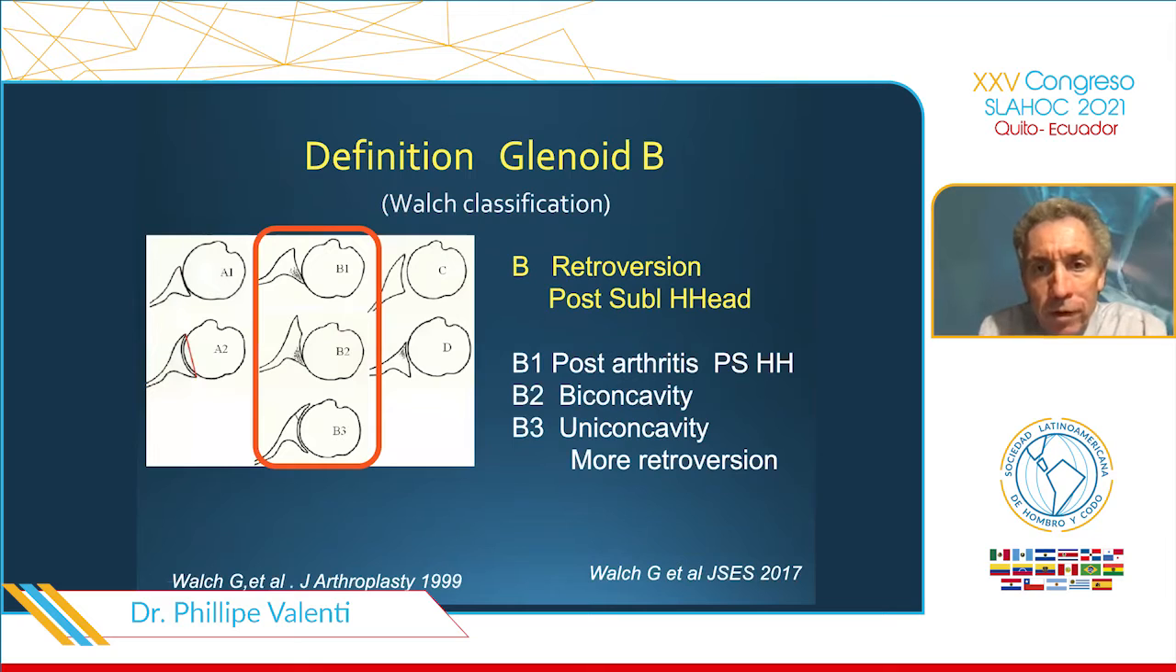The first step is to define the Glenoid B. Walch did a very nice classification. B is defined with a retroversion of the glenoid and the posterior subluxation of the humeral head. You have B1, with posterior arthritis and a posterior subluxation of the humeral head. B2 has a biconcavity with arthritis, and B3 has a unique concavity with more retroversion.